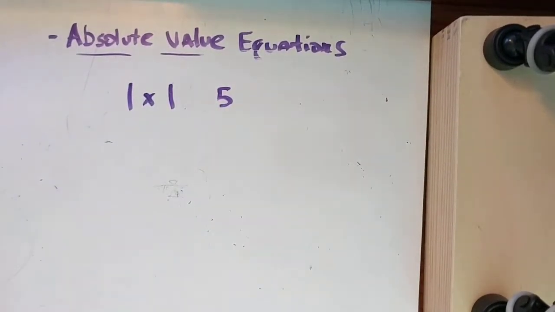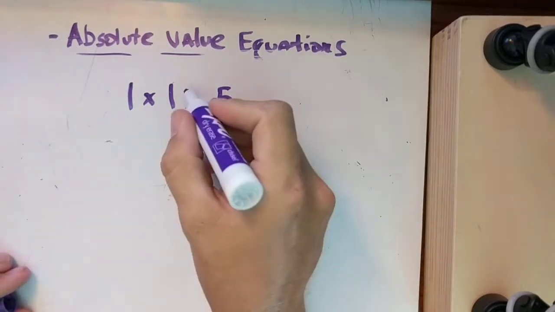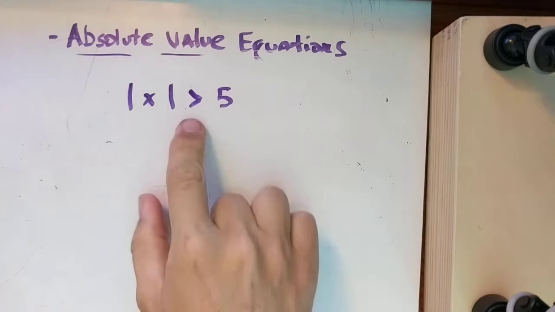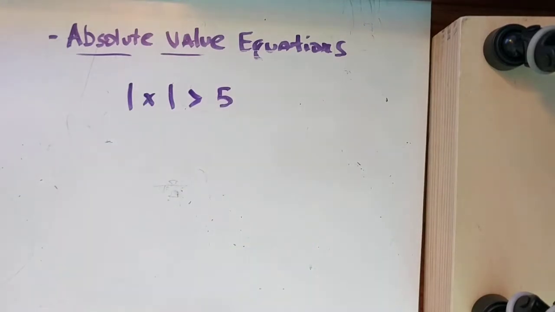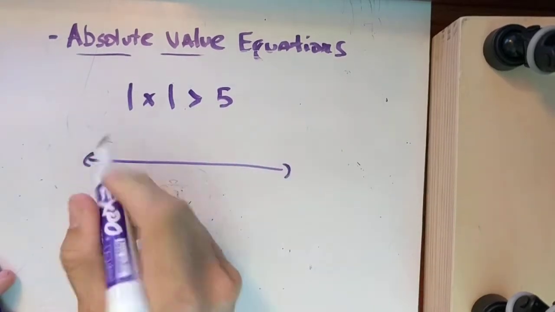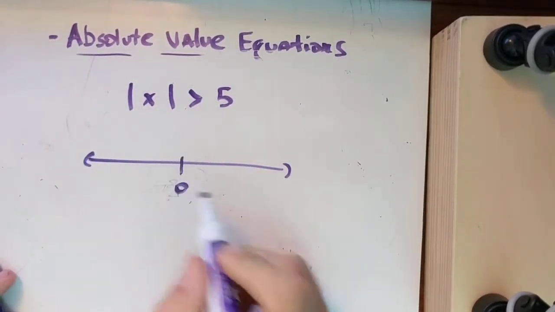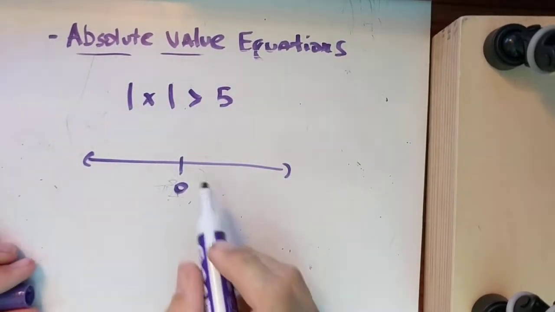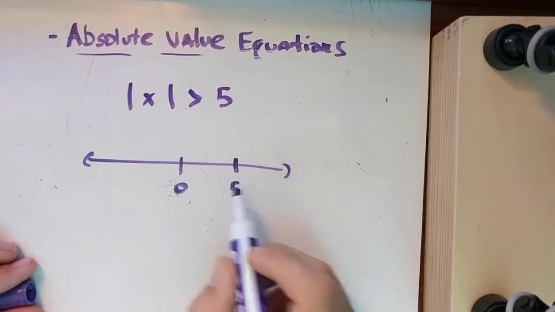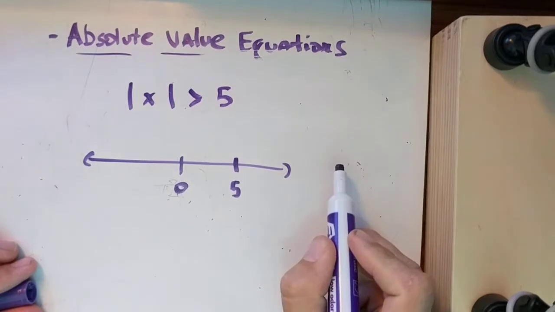So here we are. Let's say this is greater than, and this time I'll say strictly greater than, like I did the last time. So we have our number line again with 0 in the middle. The basic idea of absolute value is the distance from 0. So we want to be more than 5 units away from 0. So this means that we have to get further than 5 units away from 0.